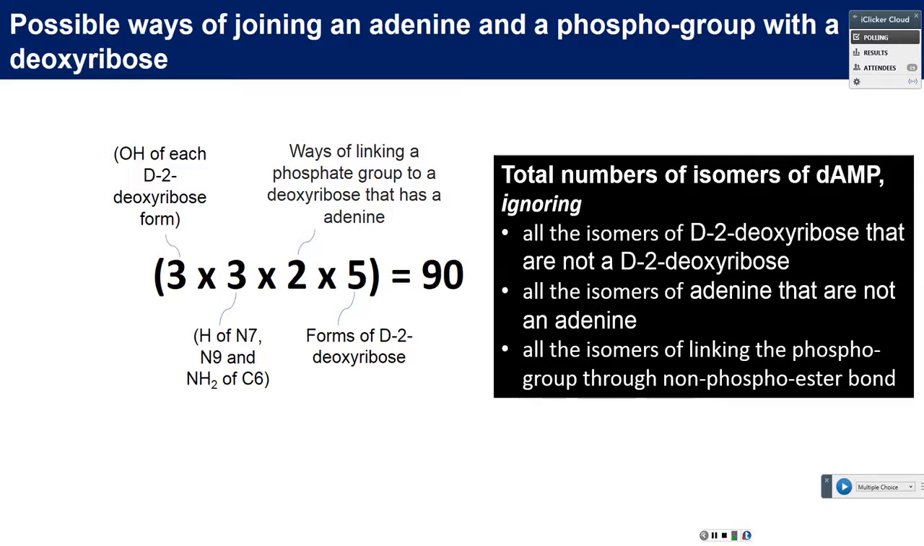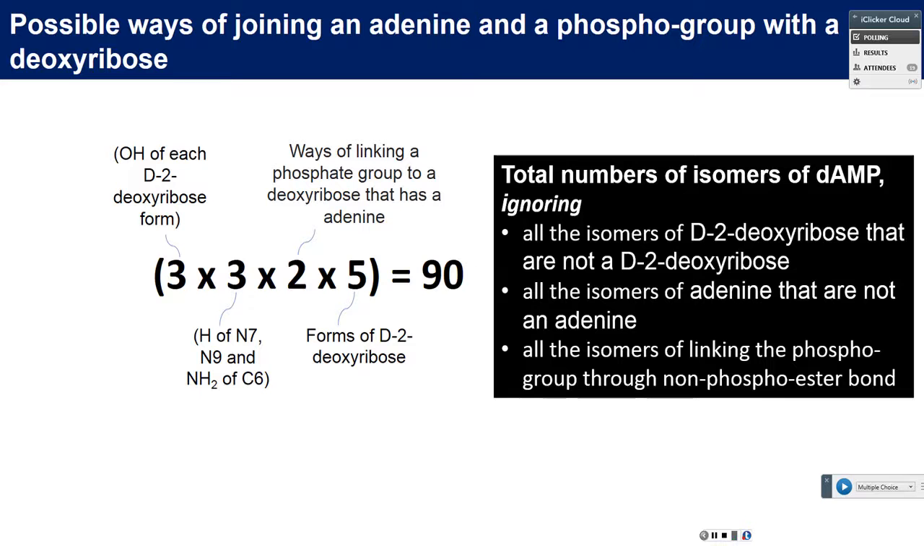While this calculation ignores all the isomers of D2 deoxyribose that are not D2 deoxyribose. Remember those, actually many of the 5-carbon sugars differ only in the stereo configuration of one of the carbon atoms, right? So we don't count any of those. So we are talking about only D2 deoxyribose. And we also ignore all the isomers of adenine that are not adenine, right? Because you can arrange the atoms in many, many ways.